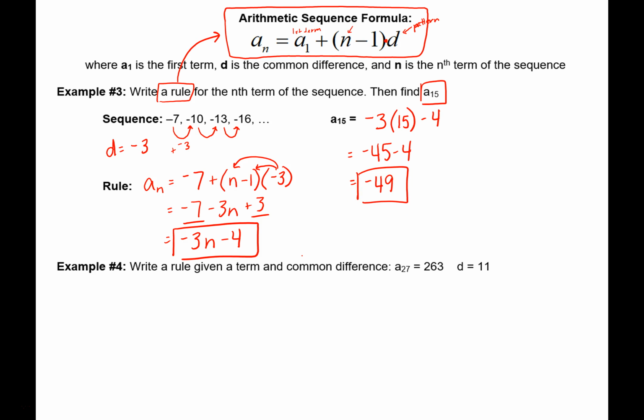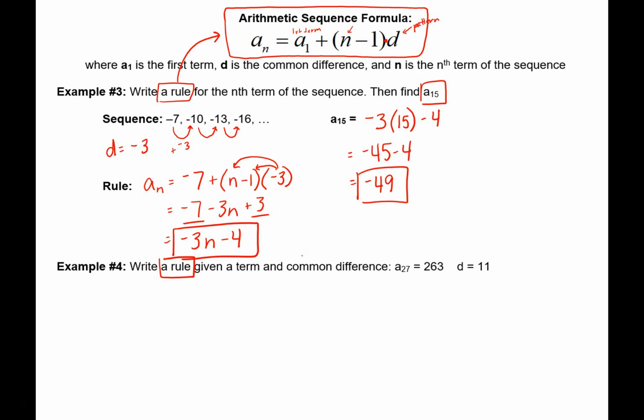All right, so let's look at another one. This time we're given something a little different. We're asked to write a rule again, given a term and a common difference. So this time we've been told what the pattern is. We've been told that the 27th number in the list is 263. We're just trying to figure out what the rule is.